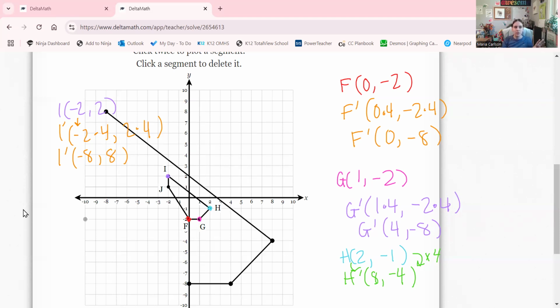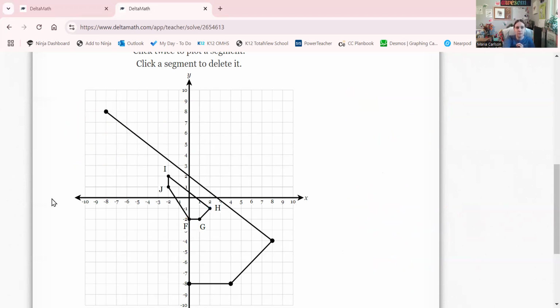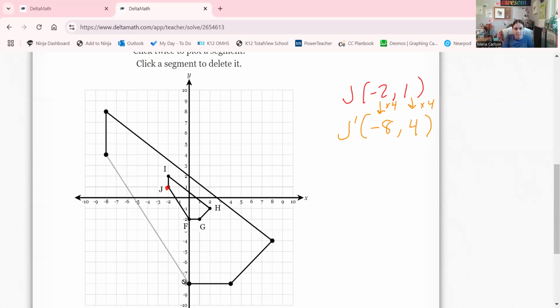All right, I'm going to clear out all this writing now. And we're going to transform our last point J, which is -2, comma 1. To get J prime, we dilate it by multiplying each of those values by 4. So -2 times 4 is -8, and 1 times 4 is 4. For J prime, we'll make sure to click on that point so it's all one segment, from -8 up to 4. And then I will connect the last sides.